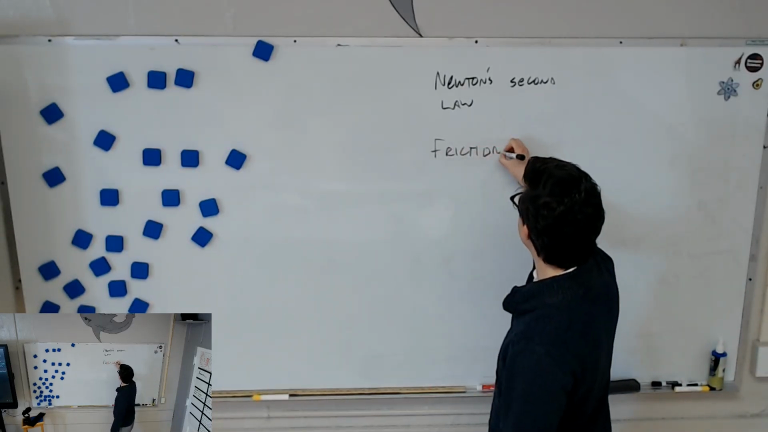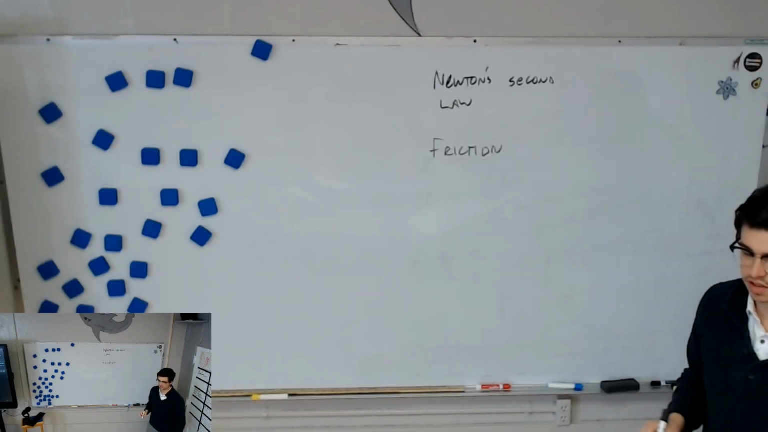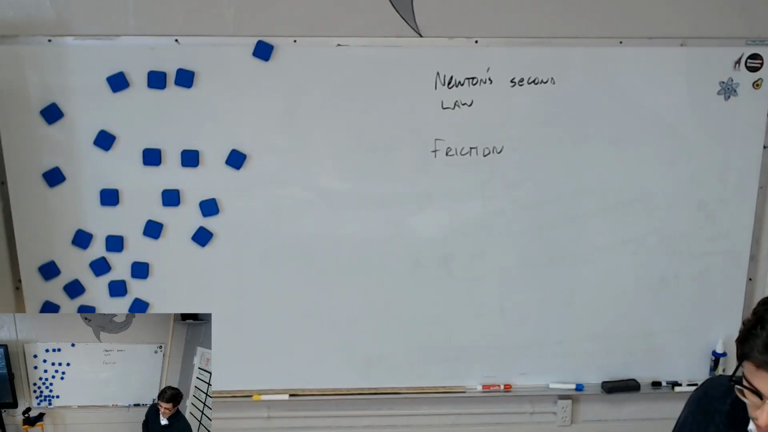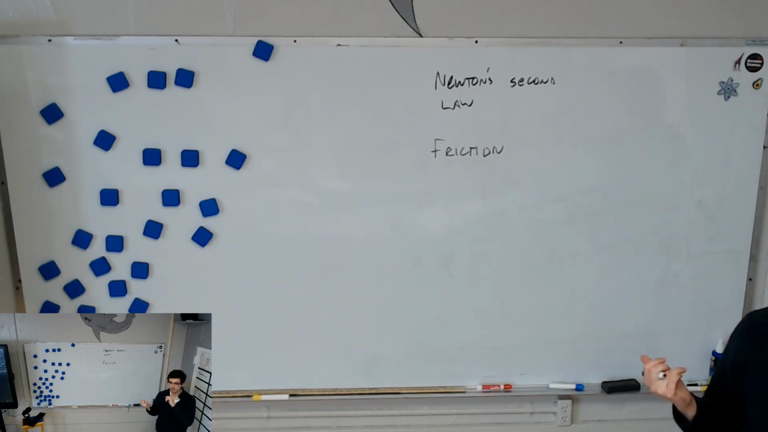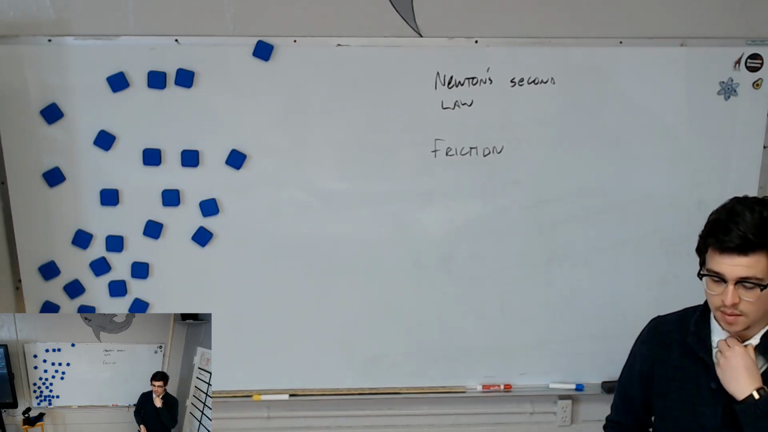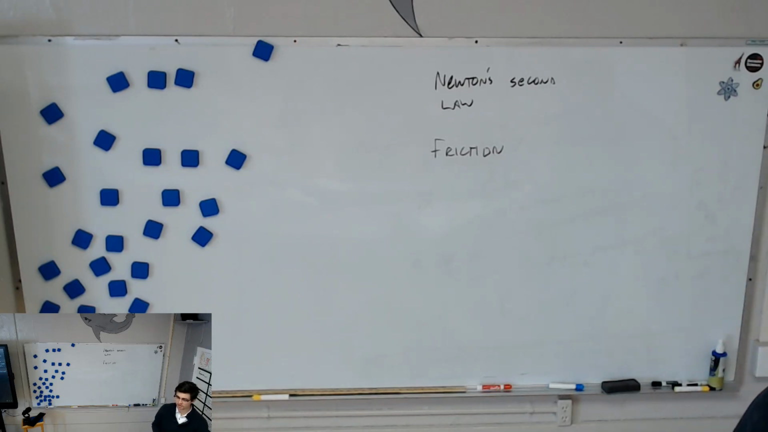Friction is the next thing we're going to talk about. There are lots of types of friction. One that we talk about a lot in here is air resistance. So write down that air resistance is a type of friction. There are other types of friction too, though.